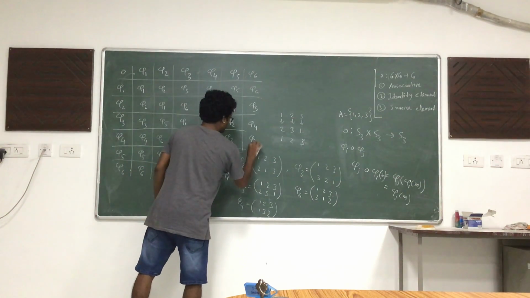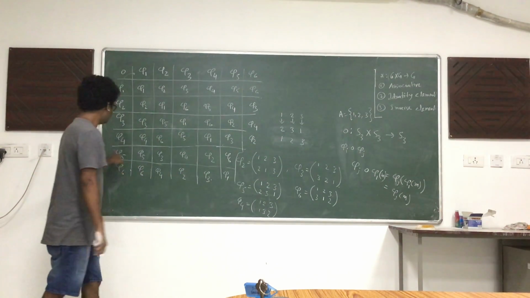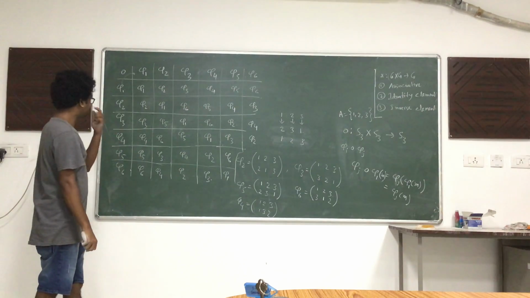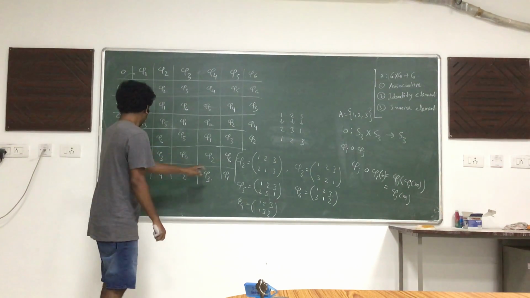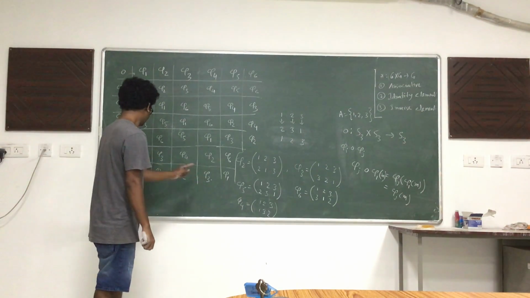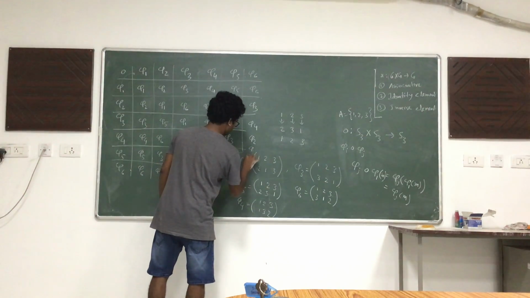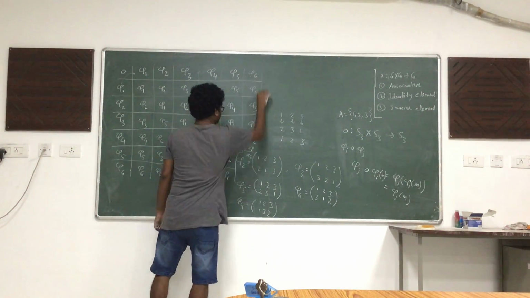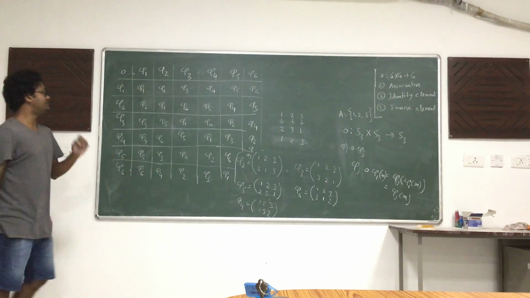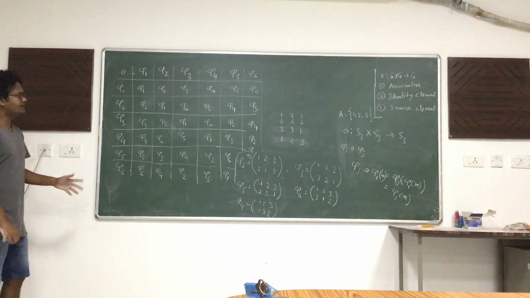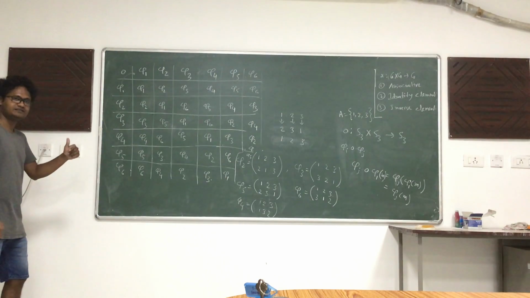So φ2, and the rest two elements will be φ1 and φ5, φ1. So this is our multiplication table. From here we can check what the inverses will be. That's easy to check.